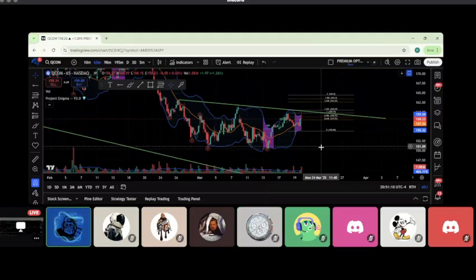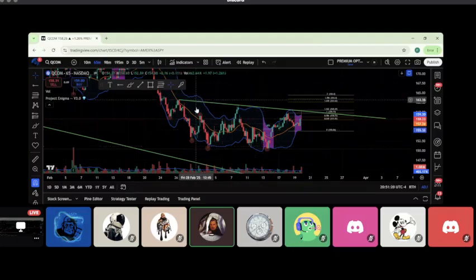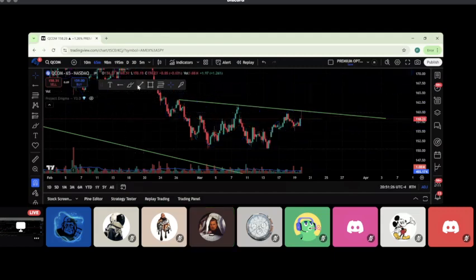And obviously, the only way it usually does that is if there's a market event, and then you'll see these big gaps that just break trends.